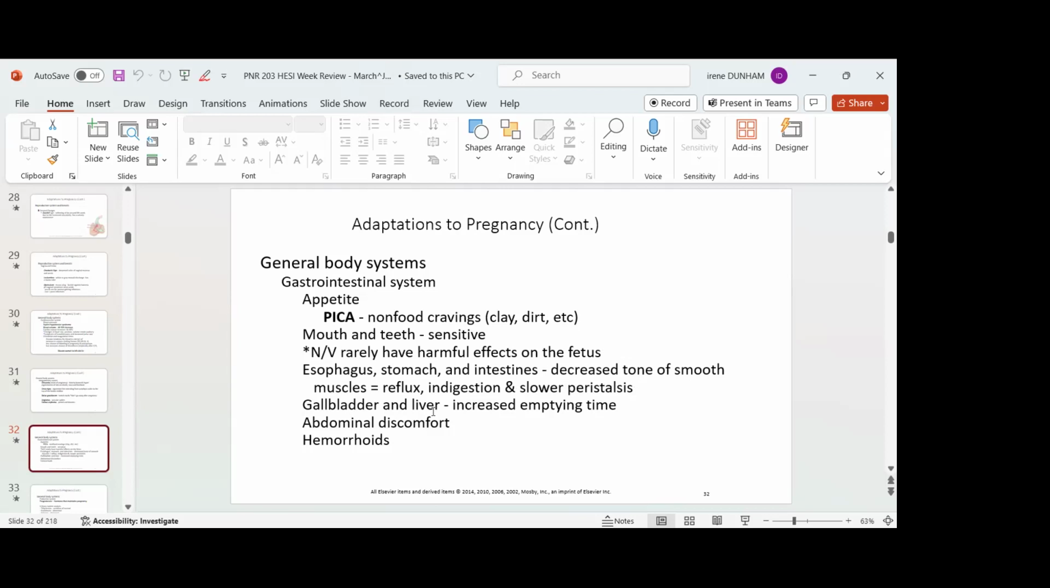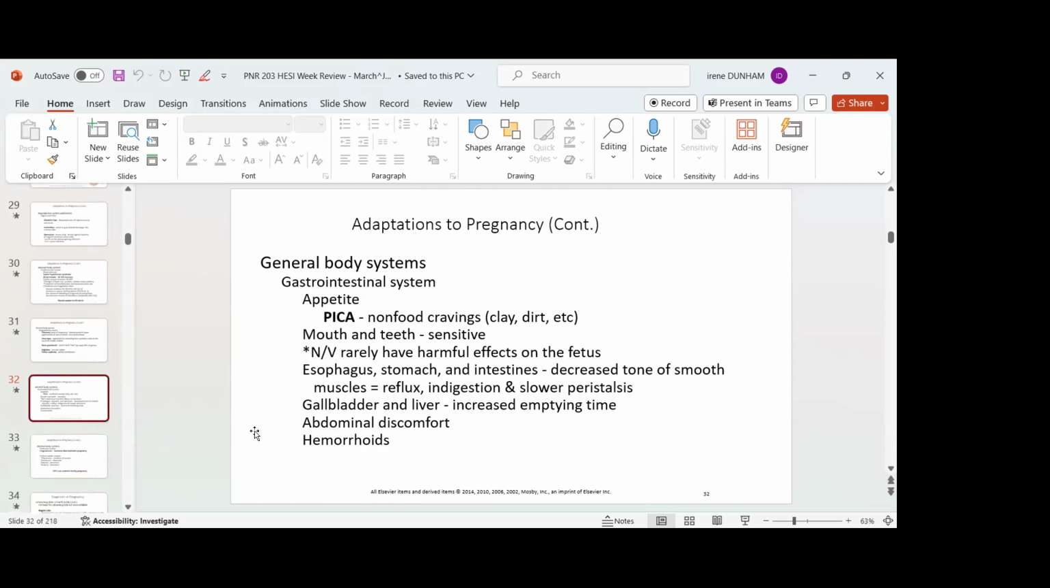And then you have the gallbladder and liver. They have increased emptying time, and a lot of ladies have problems with gallbladders during pregnancy, and sometimes we have to take them out with surgery. And then hemorrhoids. Okay, hemorrhoids are varicosities in the anal area, and they cause a lot of discomfort. Believe me, a lot of discomfort to the pregnant woman. And then she could have some abdominal discomfort.